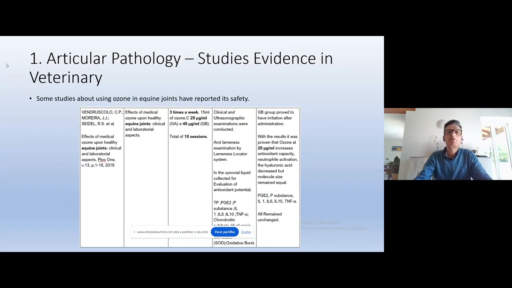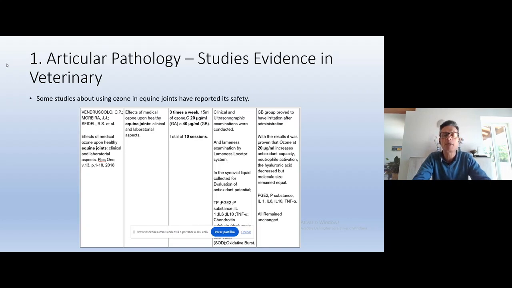Here we start with the articular pathology. I show you a first slide that is a summary that I usually make whenever a study comes out in veterinary. I do a table, a summary for myself, and I put here the product of my summaries.